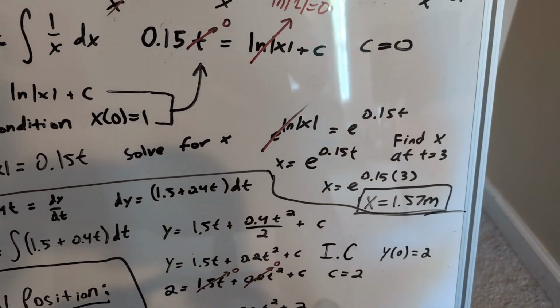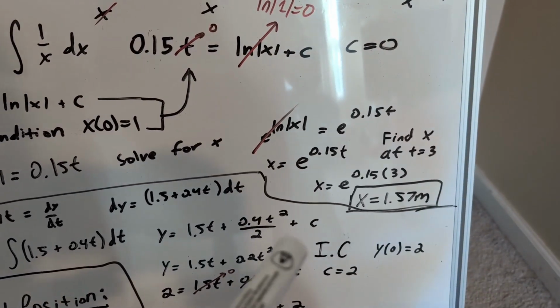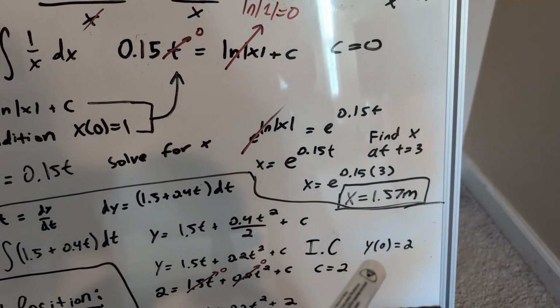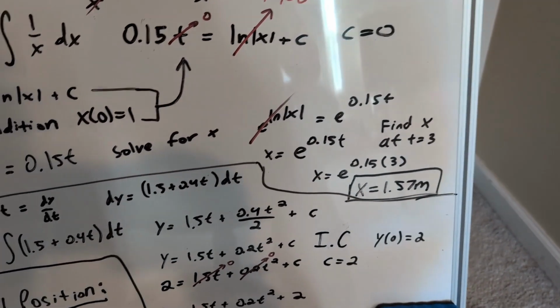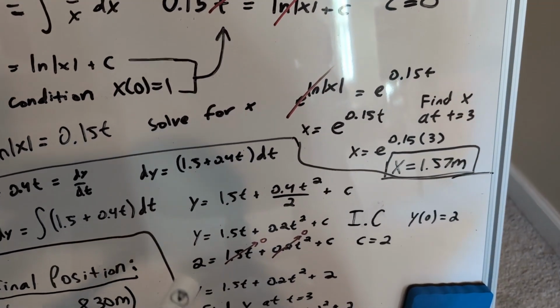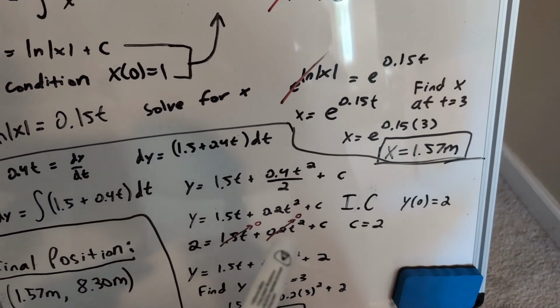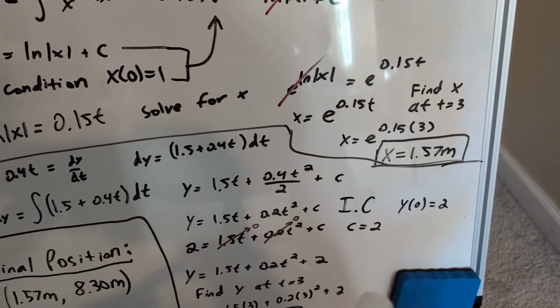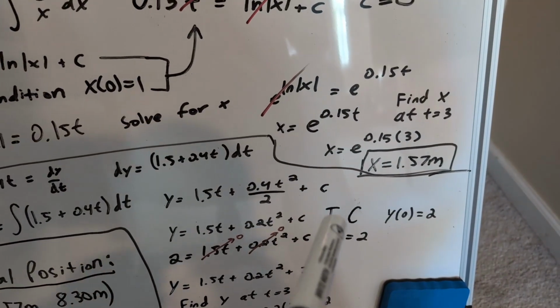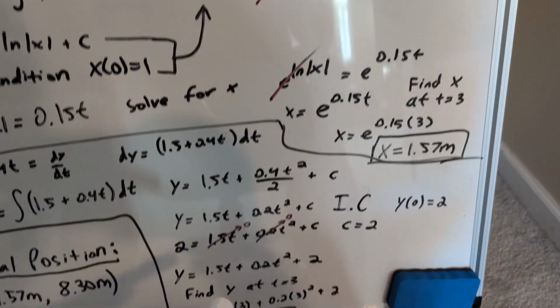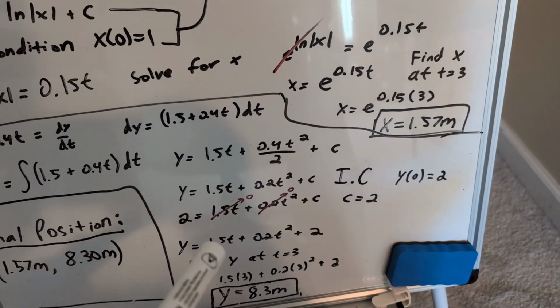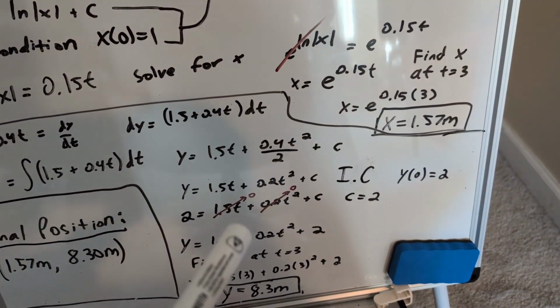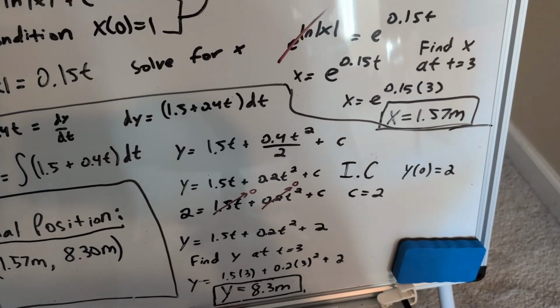And just like before, we use our initial condition to find what c is. So we take t at 0 and y at 2 based on the initial condition. So we're left with 2 equals 0 plus 0 plus c, or we could just say c equals 2. Now we take our c and we plug it back into this equation here. So we're left with y equals 1.5t plus 0.2t squared plus 2.